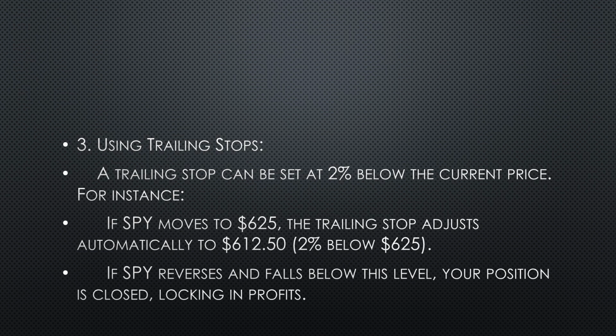3. Using trailing stop losses. A trailing stop loss can be set at 2% below the current price. For instance, if the SPY moves to 625, the trailing stop loss adjusts automatically to 612.50, 2% below the 625. If the SPY reverses and falls below this level, your position is closed, locking in profits.